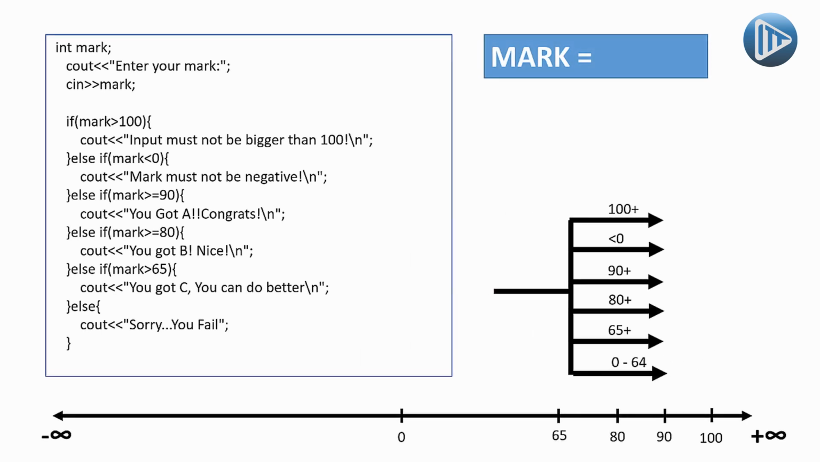Imagine that we want to create a program that asks our user to enter their mark. And of course, a student mark cannot exceed 100, and also cannot be less than 0, where a student cannot get like 105 out of 100 or like minus 10 out of 100, for example. So the first thing that we need to do is check if the user entered a number bigger than 100 or less than 0.